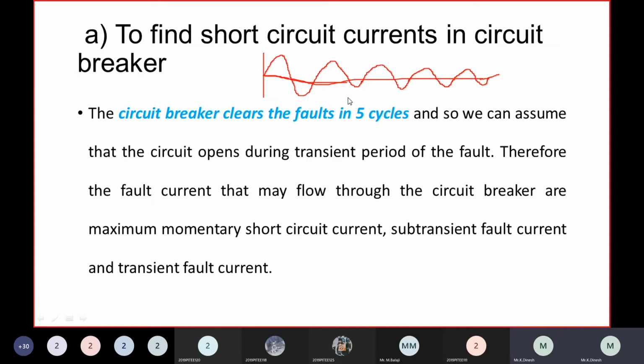So first, to find the short circuit current. In the problem, I clearly mentioned it is 5 cycles, 0 to 360. Likewise, we have 5 cycles. So after 5 oscillations, the power system should be in the normal position.